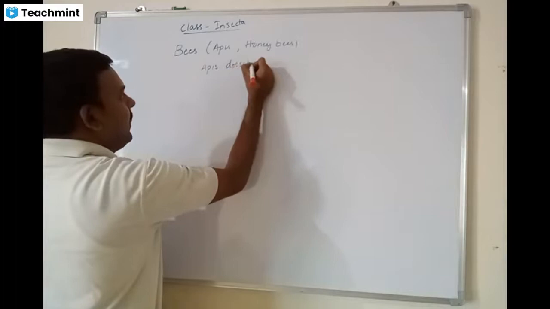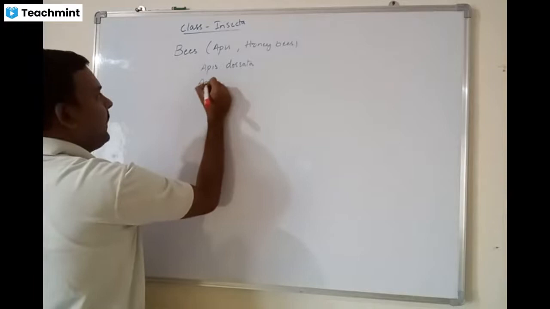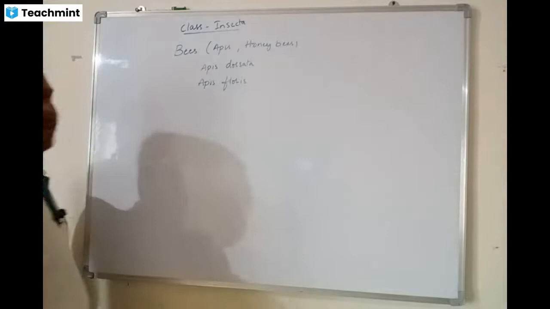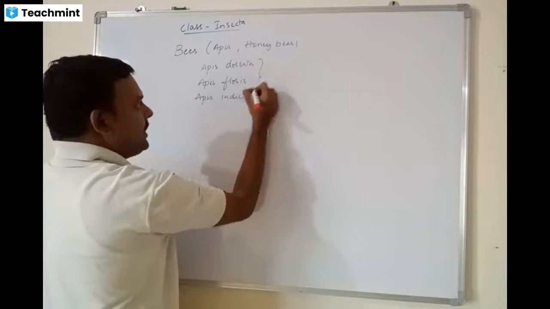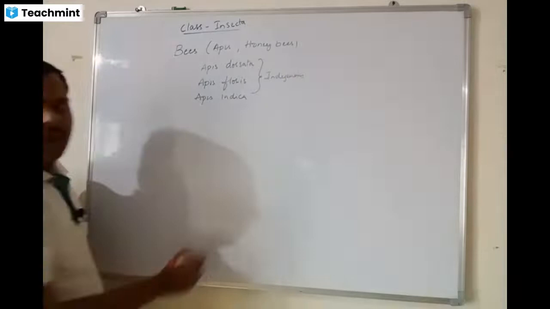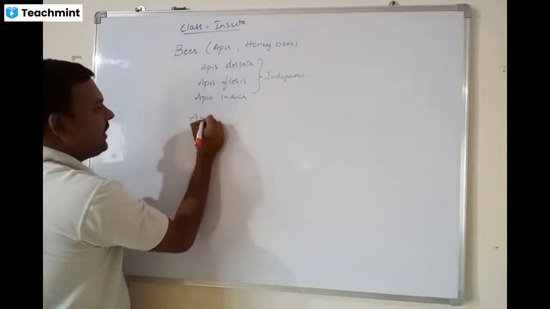And Apis floris, and we have Apis indica, and these three are the indigenous varieties. And we have one Australian variety, that is Apis mellifera.